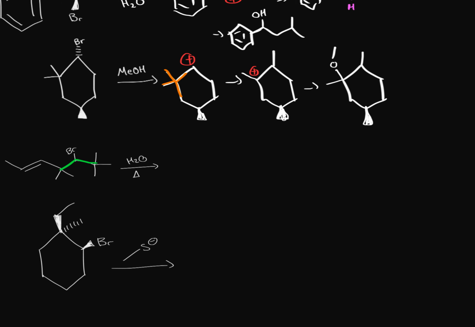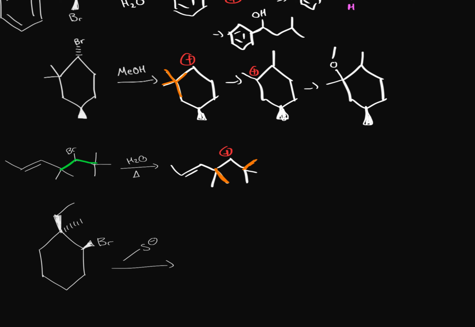So bromine is going to leave on its own, and we get this intermediate right here. We have a carbocation on this carbon. Now we have two possible methyl shifts. On this carbon, we can donate this methyl group right here, and on this carbon we can donate this methyl group right here.